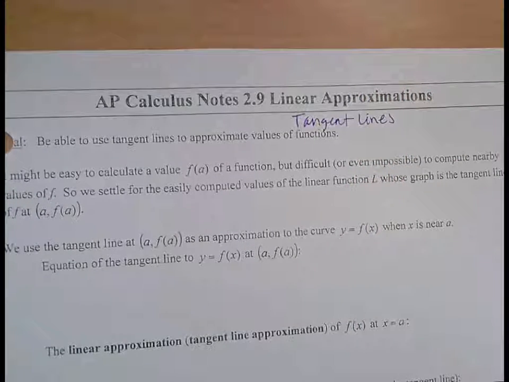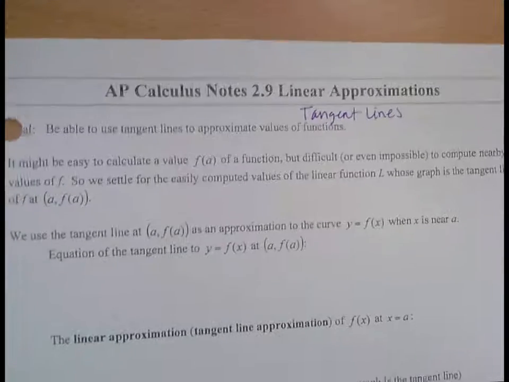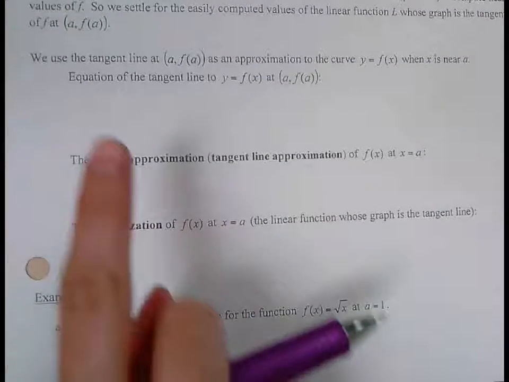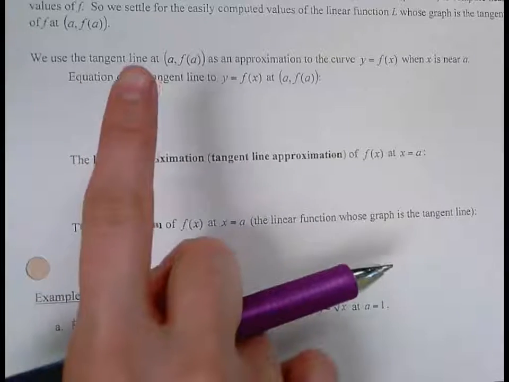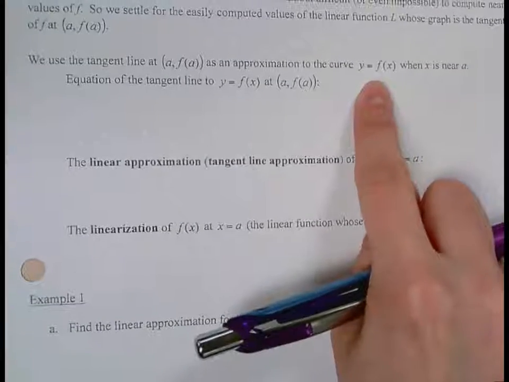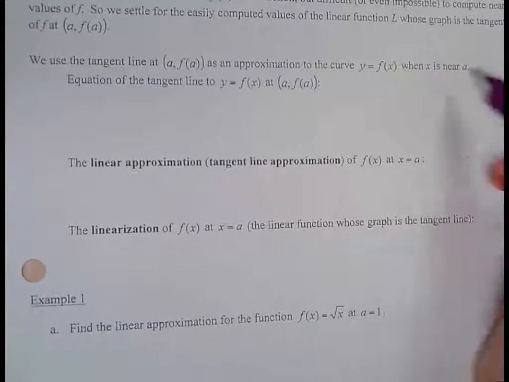So yes, it's referred to as something different. There's a different name for it, but the linear approximation is the tangent line. So you'll see that as we go through this. This section is still finding equations and using tangent lines. It says we use the tangent line at the point A, f of A, as an approximation to a curve y equals f of x when x is near A.